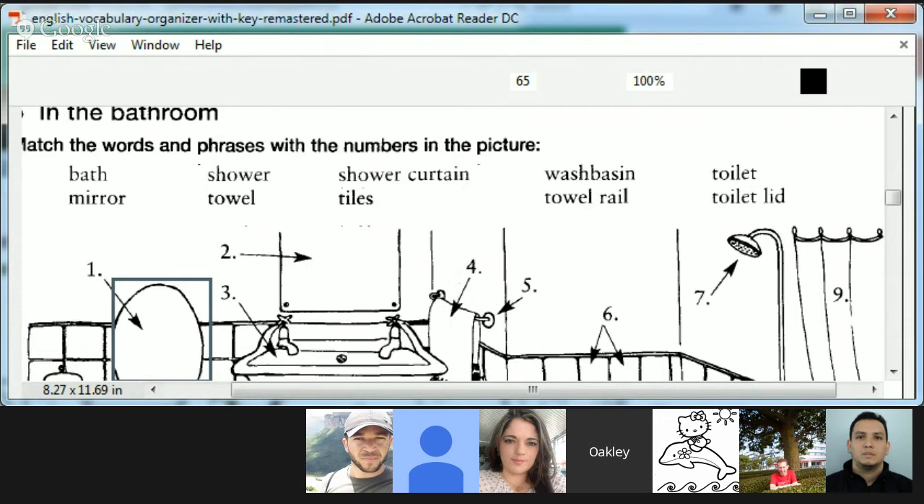Alejandro, actually, it's your turn as well. Number two is? It's a mirror. Sure. And just as we use full-length mirror, vanity mirror for a small one, we would probably just call this a bathroom mirror, just to make it specific.